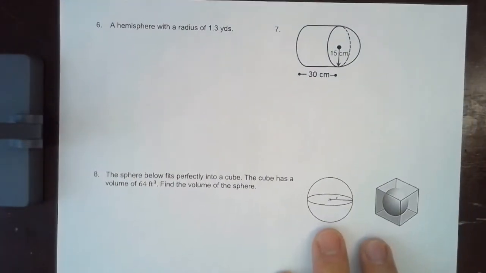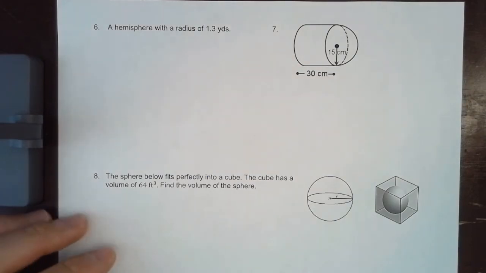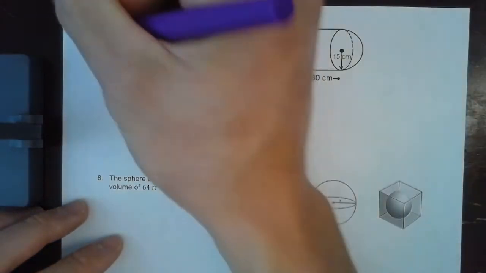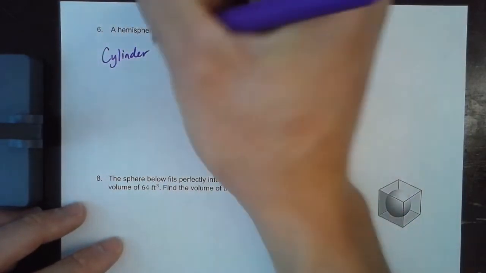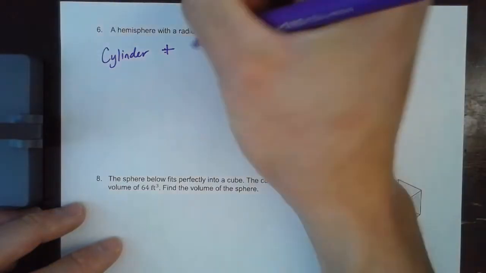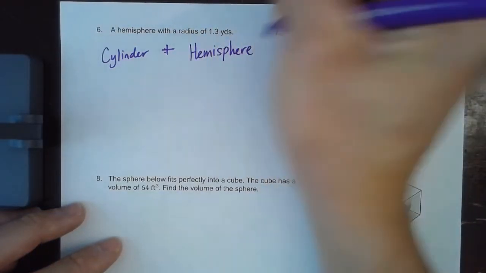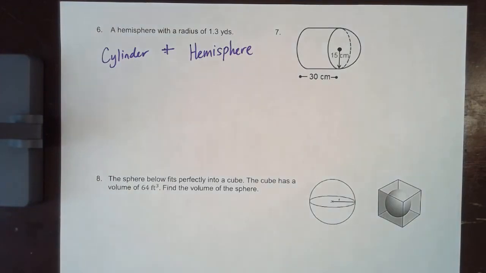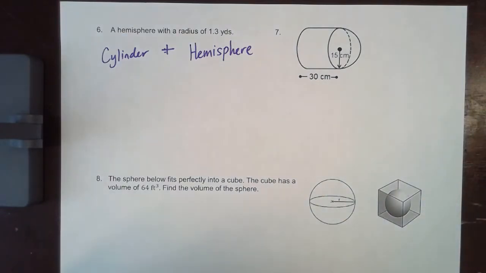Okay, let's shift gears to something a little bit more complicated. This is when we have two shapes in one, a cylinder combined with a hemisphere. I talked about what a hemisphere is briefly before. A hemisphere is just half of a sphere, and I'm going to write down the formulas for both.